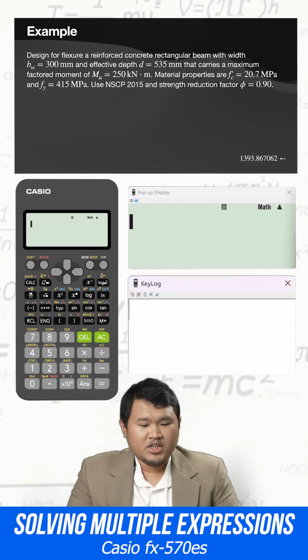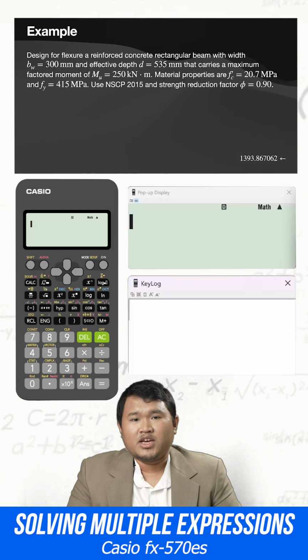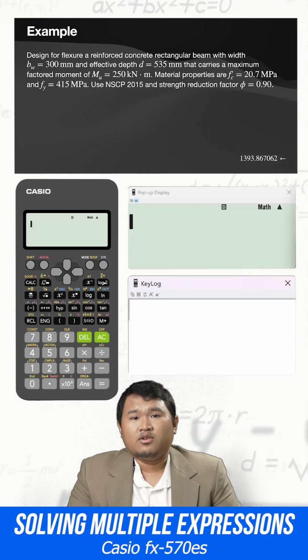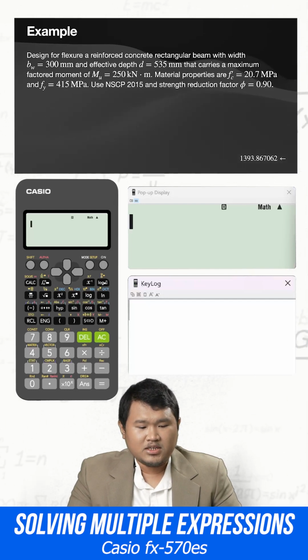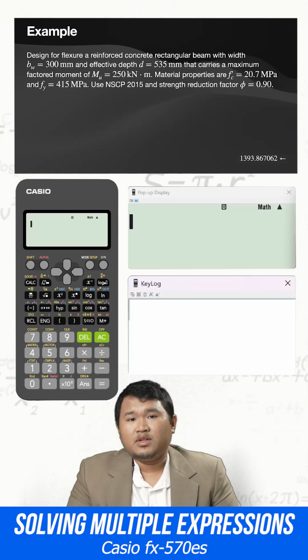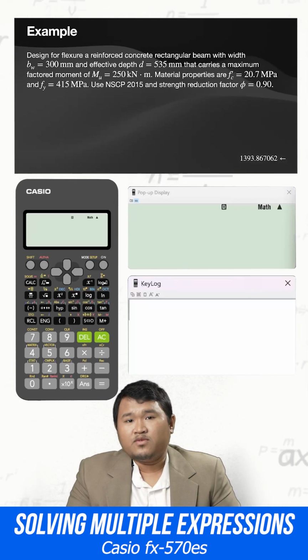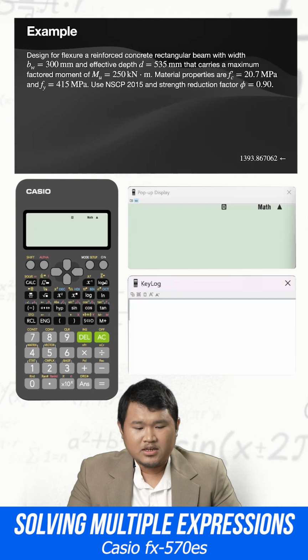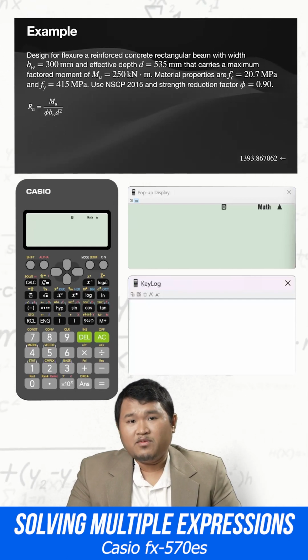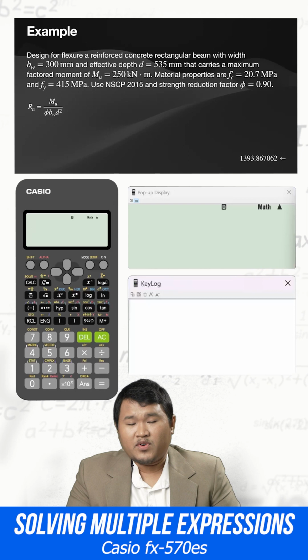The material properties are f'c equals 20.7 megapascals and fy equals 415 megapascals. We will use the NSCP 2015 provisions and the strength reduction factor of φ equals 0.9. Now, to design this beam for flexure, the steps are as follows.